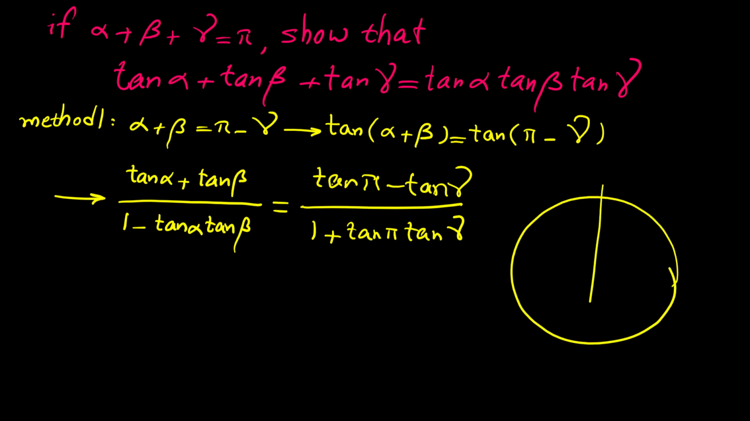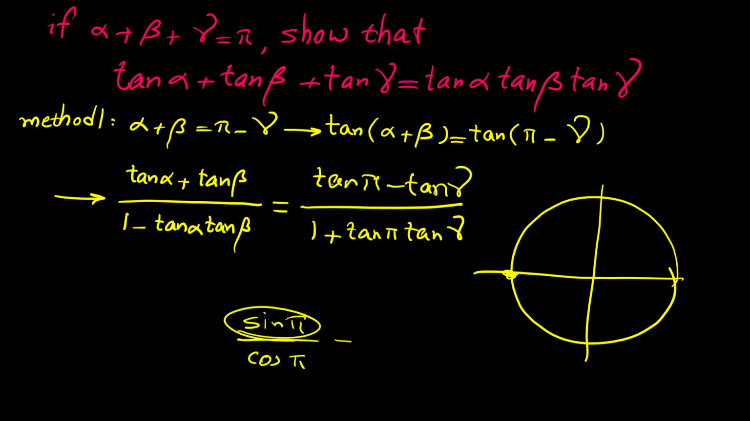If you remember the unit circle, pi is here and tangent of pi is 0. Tangent of pi is sine of pi over cosine of pi. Sine of pi is 0. Cosine of pi is -1 at this point. The x value, which is cosine, is -1. The y value, which is sine, is 0. 0 over -1 is 0. So tangent of pi is 0.